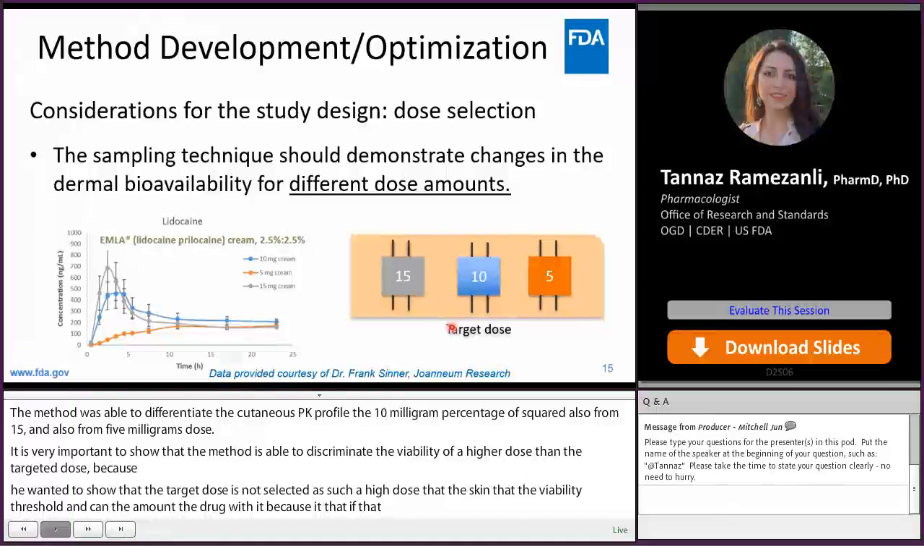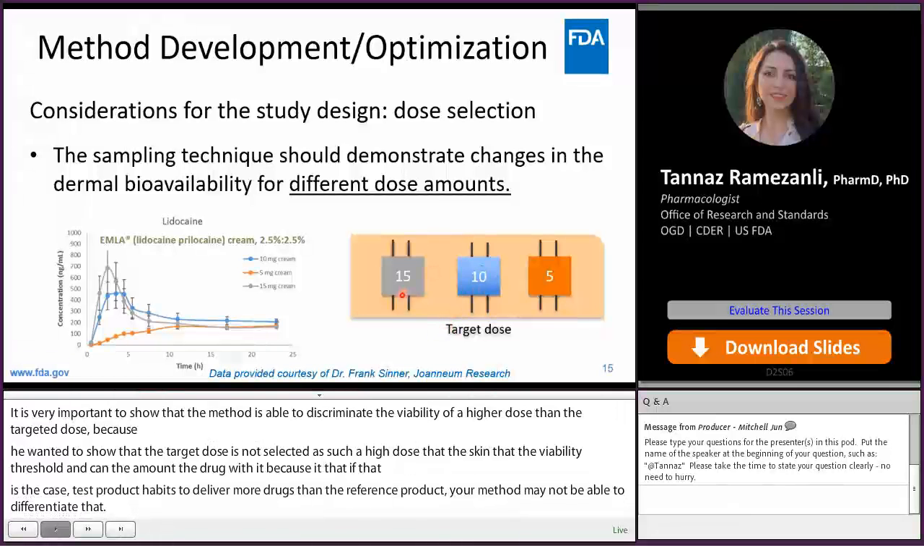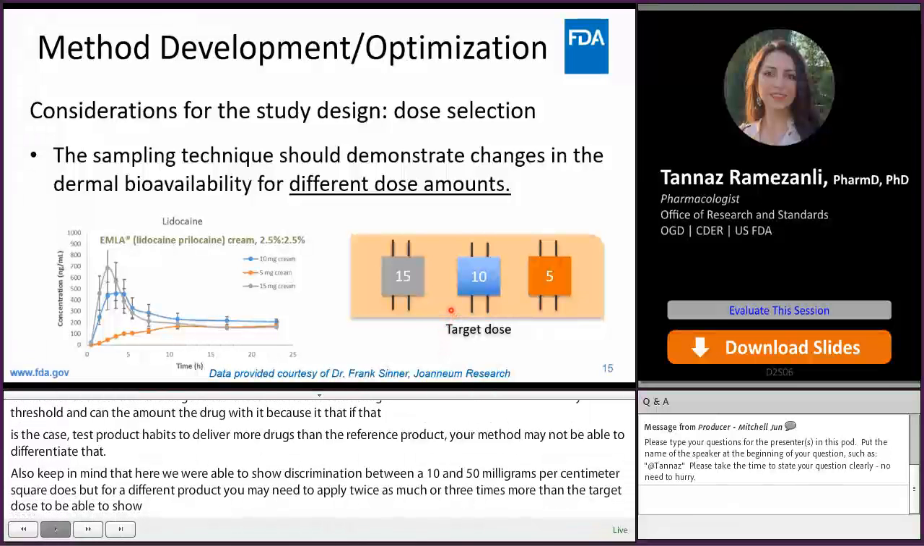Here we were able to show discrimination between a 10 and 15 milligram per centimeter square dose, but for a different drug product you may need to apply twice as much or 3 times more than your target dose to be able to show discriminated PK profiles. And there may not be a linear or proportional correlation between the amount of dose you apply and the bioavailability of the product.